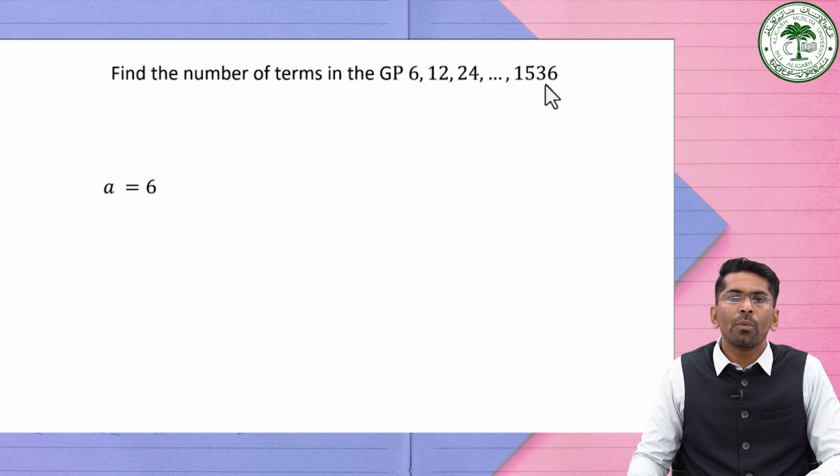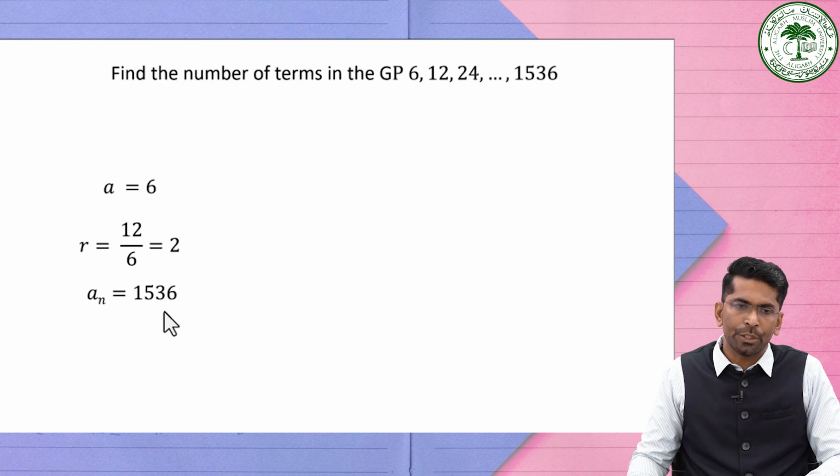See here what are the information given. The first term is given, a, which is equal to 6. The common ratio r, which is equal to the ratio of two consecutive numbers, that is 12 divided by 6, which is equal to 2. Then a n is also given, that is 1536. So we want to find out the number of terms in this particular geometric progression.